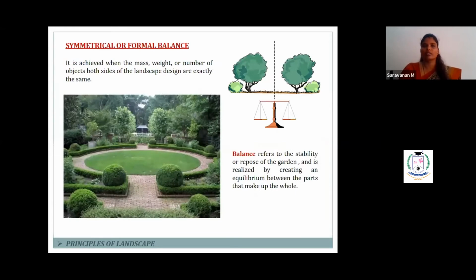And next is your symmetrical or formal balance. From the words itself, you can understand what it is. Symmetrical balance is achieved when the mass, weight, or number of objects on both sides of the landscape design are exactly the same. When you see the picture, I think you can understand. Whatever is balanced as the same, the shape or the trees, on both sides, having an equal balance, is called symmetrical or formal balance. Balance also refers to the stability or repose of the garden, and it is realized by creating an equilibrium between the parts that make up the whole.